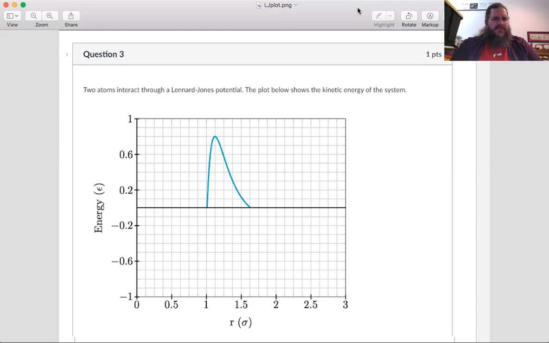But I think we're going to need to figure out some more information here. We have a graph of kinetic energy. And we want to graph potential energy. What information do we have here? Or what other information do we know based on the potential energy?